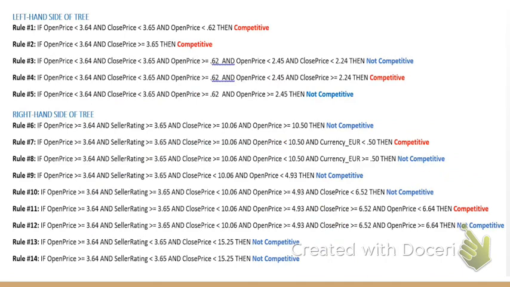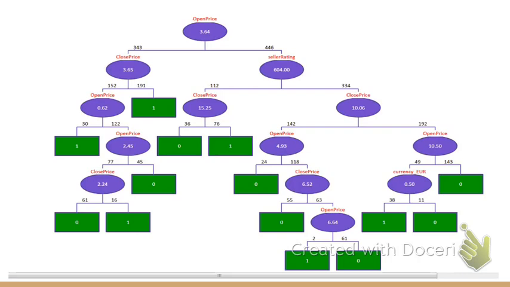So if we go back to our other slide, you'll see here rule number 1 is rule number 1. If open price is less than 3.64 and close price is less than 3.65 and open price is less than 6.62, then the auction is competitive. Okay, going back. So that was rule number 1. I'll just put that number 1 so we know.